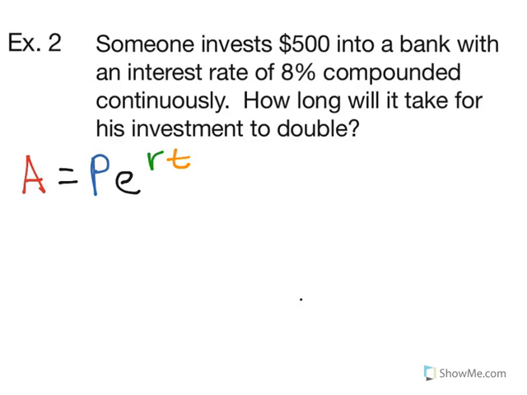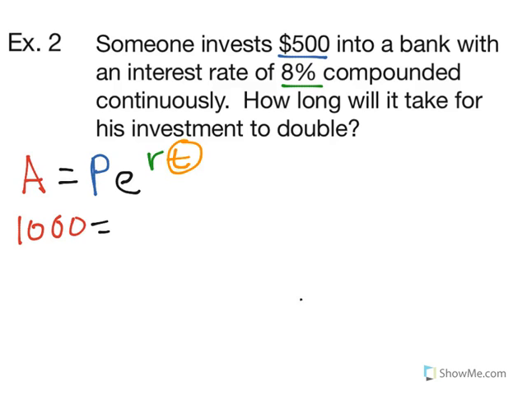In the next example, it says someone invests $500 into a bank with an interest rate of 8% compounded continuously. How long will it take for his investment to double? So going off this, it's not like the last problem where you're solving for A. This time you know A, you know your P, you know your r, and you're looking for your t. So it says how long will it take for the investment to double? So you automatically know that A is going to equal $1,000.